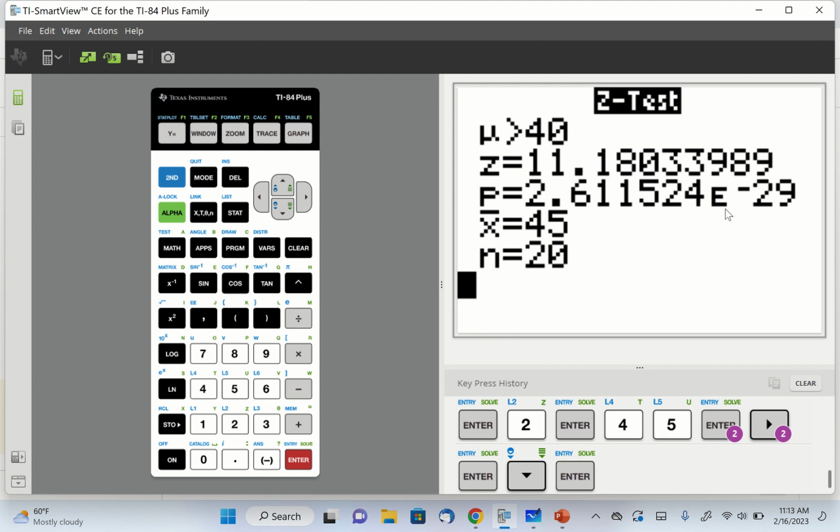So based on this result, you will write up your decision and a conclusion for the problem. So in this case, since p-value is almost equal to 0, we would reject the null hypothesis. So that's how you conduct z-test on TI84 for a single population mean with population standard deviation given.